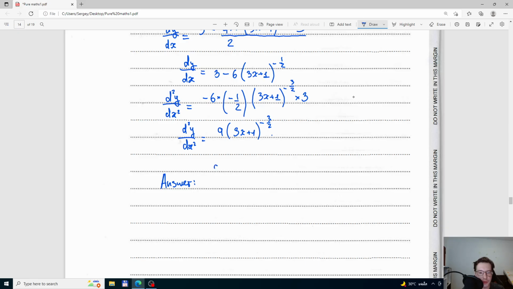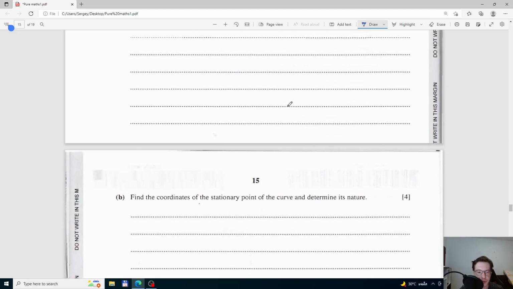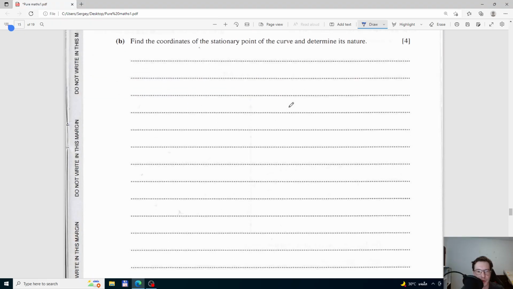Let's take the answer, dy over dx. And the second derivative is, I'm just going to copy that. And I will move to the next question. Find the coordinates of the stationary point of the curve and determine its nature.